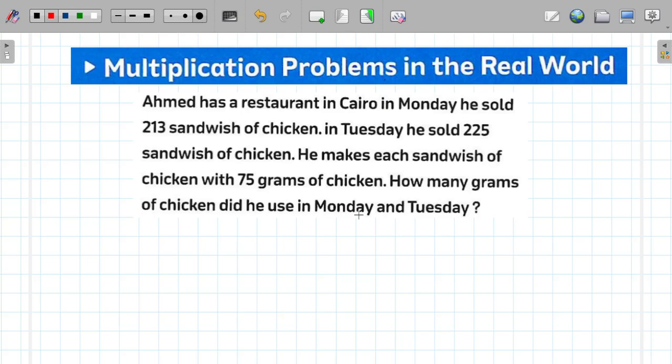We can solve this problem in many ways. The first one is to find the total number of sandwiches first. So he sold 213 on Monday and he sold 225 on Tuesday. Okay, so we will get the total number of sandwiches that he sold in the 2 days.